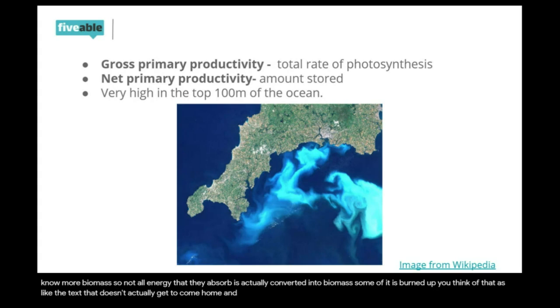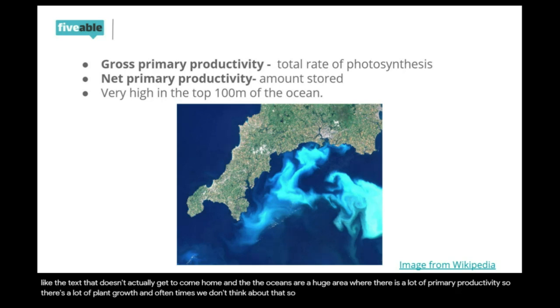And the oceans are a huge area where there is a lot of primary productivity. So there's a lot of plant growth, and oftentimes we don't think about that.